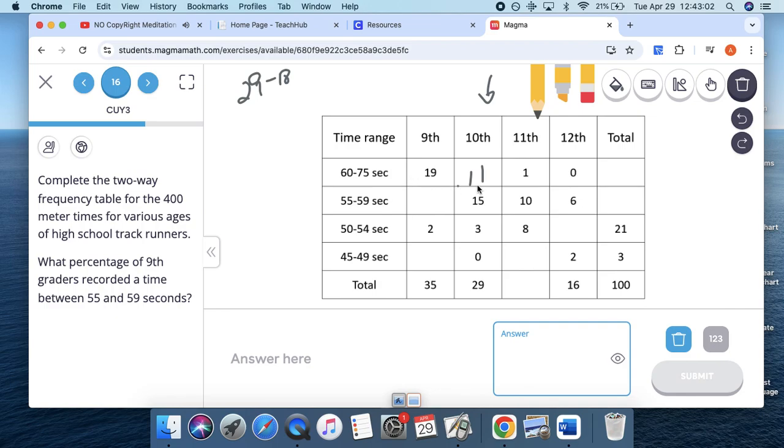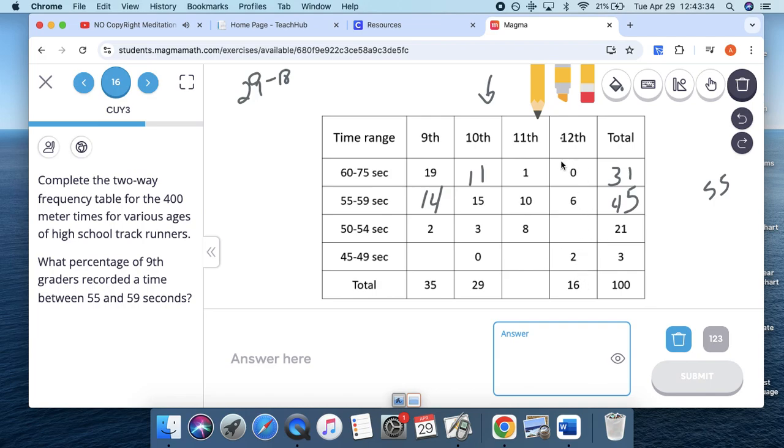We can now take advantage of that and find this guy here. The total for the 60 to 75 second: 19 plus 1 is 20, plus 11 is 39. Whenever you have only one data missing, you can figure it out. So here is 31 plus 21, which is 52. 52 plus 3 is 55, which would make this guy 45. Now I can go back and do this one. 15 and 10 is 25. 25 and 6 is 31, which makes this guy 14. And slowly I can fill in the rest.